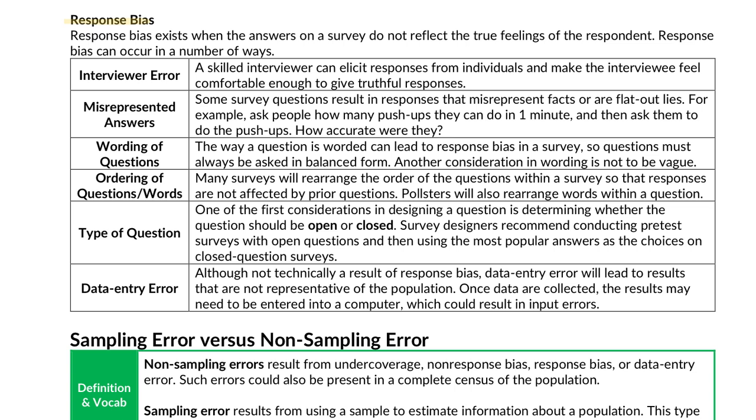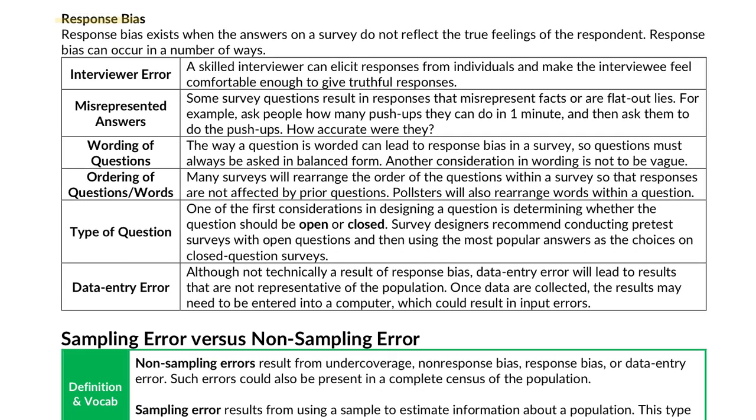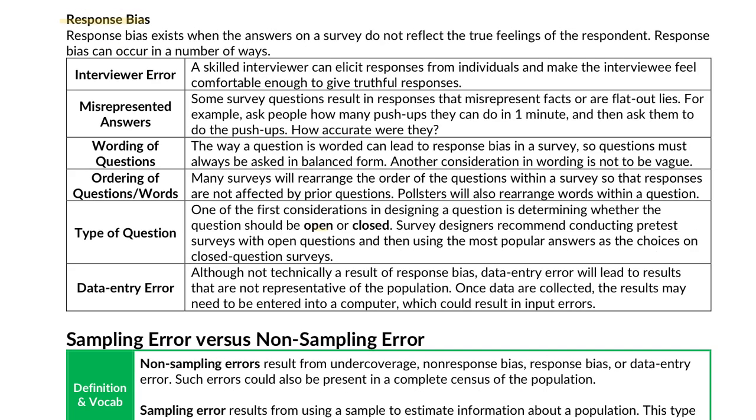Misrepresented answers, so like it says in this example, if you ask people how many push-ups they can do and then say, prove it, they're probably going to prove a different number than they said they could. That's a misrepresented answer. If you're just having people think about what they can do, they may under or overestimate themselves. The wording and ordering of questions is important, as well as the type of question. It can be open-ended or closed, depending on what you want.